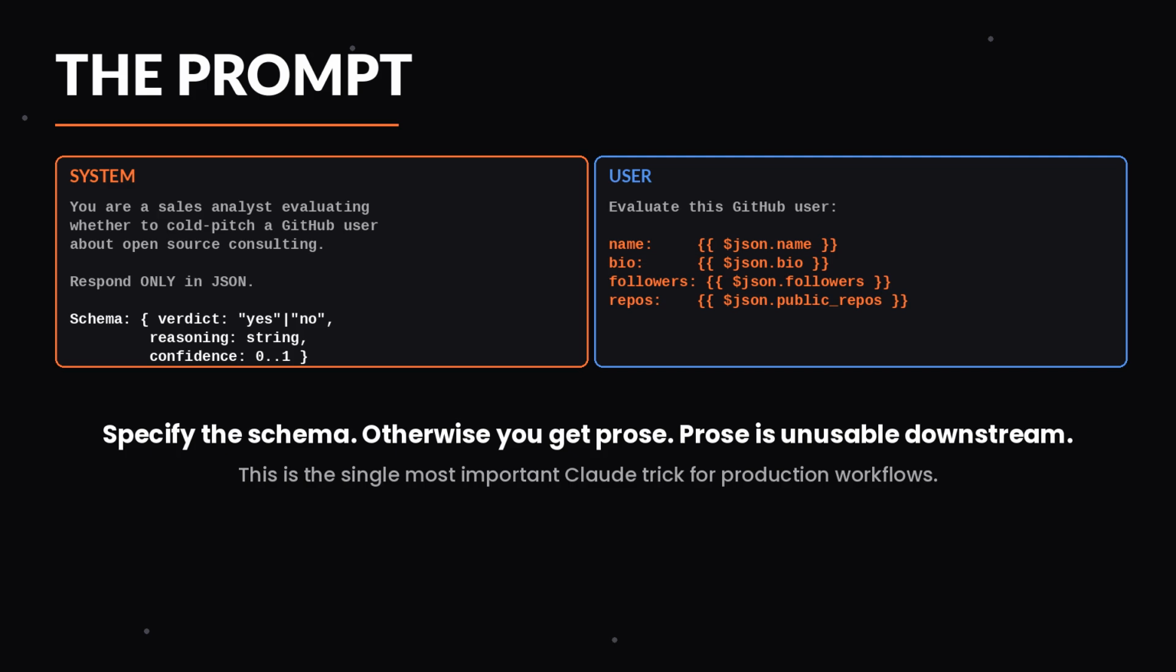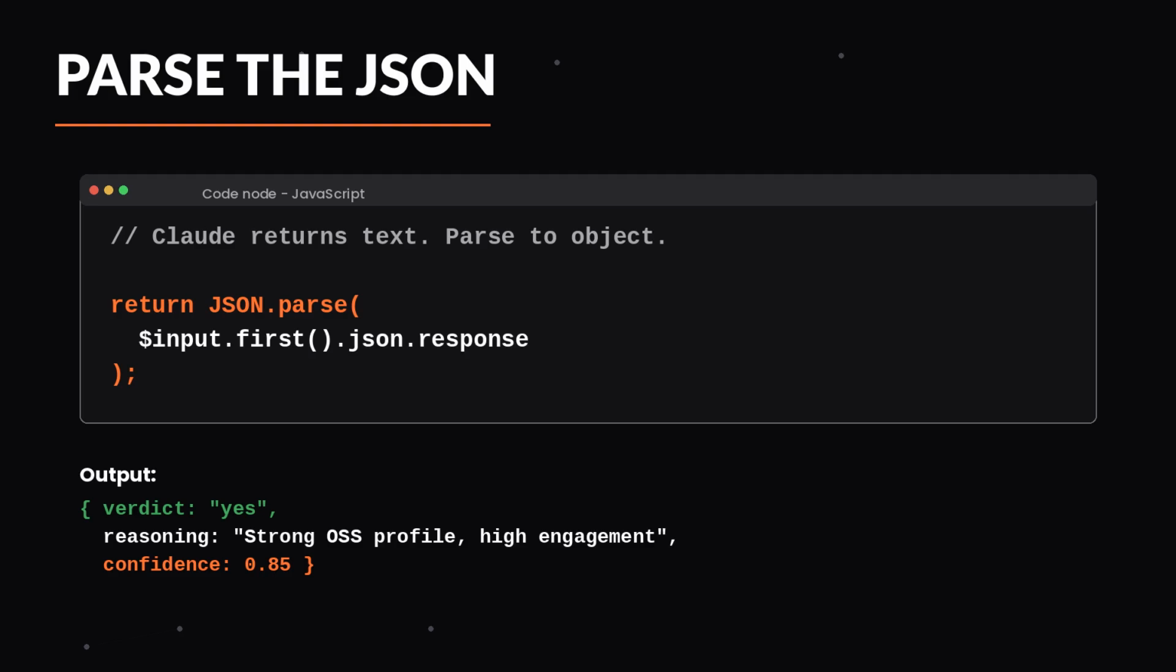The user message passes the GitHub data. Use n8n expressions. $JSON.name. $JSON.bio. $JSON.followers. $JSON.public_repos. Then the critical part. Tell Claude exactly what JSON to return. Verdict yes or no. Reasoning short string. Confidence between 0 and 1. If you do not specify the schema, you get back prose. With the schema, you get structured data. Massive difference. Claude returns the JSON as text in a field called response.